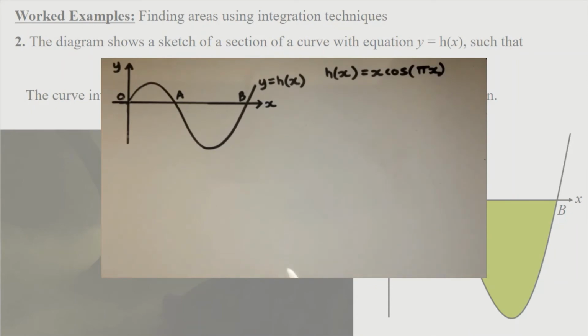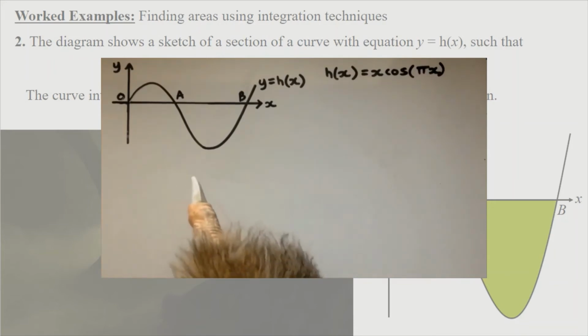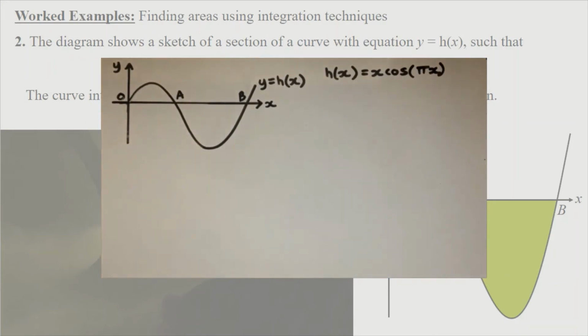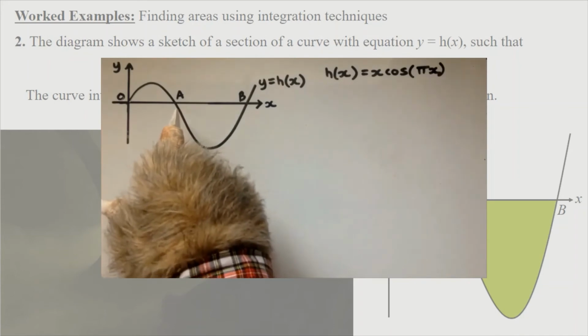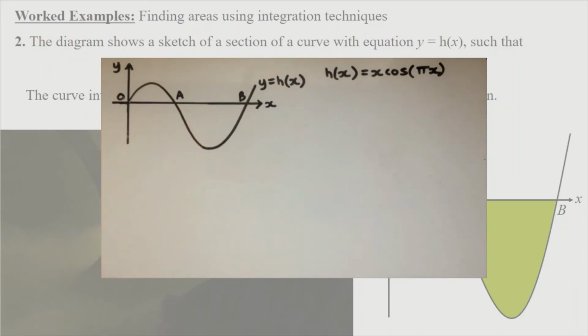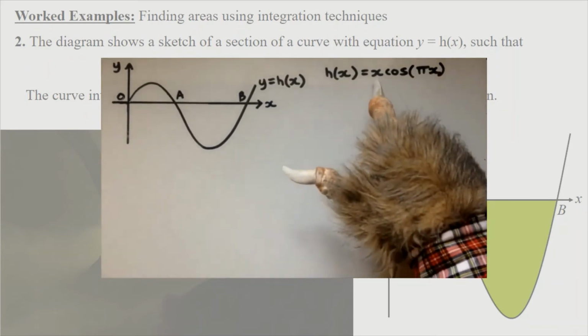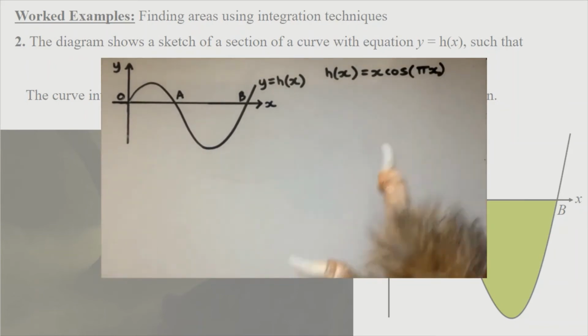This example, we do need to apply what we have learned in the previous example and in the proof. What I've done is I've sketched out the diagram you've been given, and you're given 3 points of intersection, the first being the origin, and then 2 other points, A and B, in the positive x direction. The function h of x is x cos of pi x.